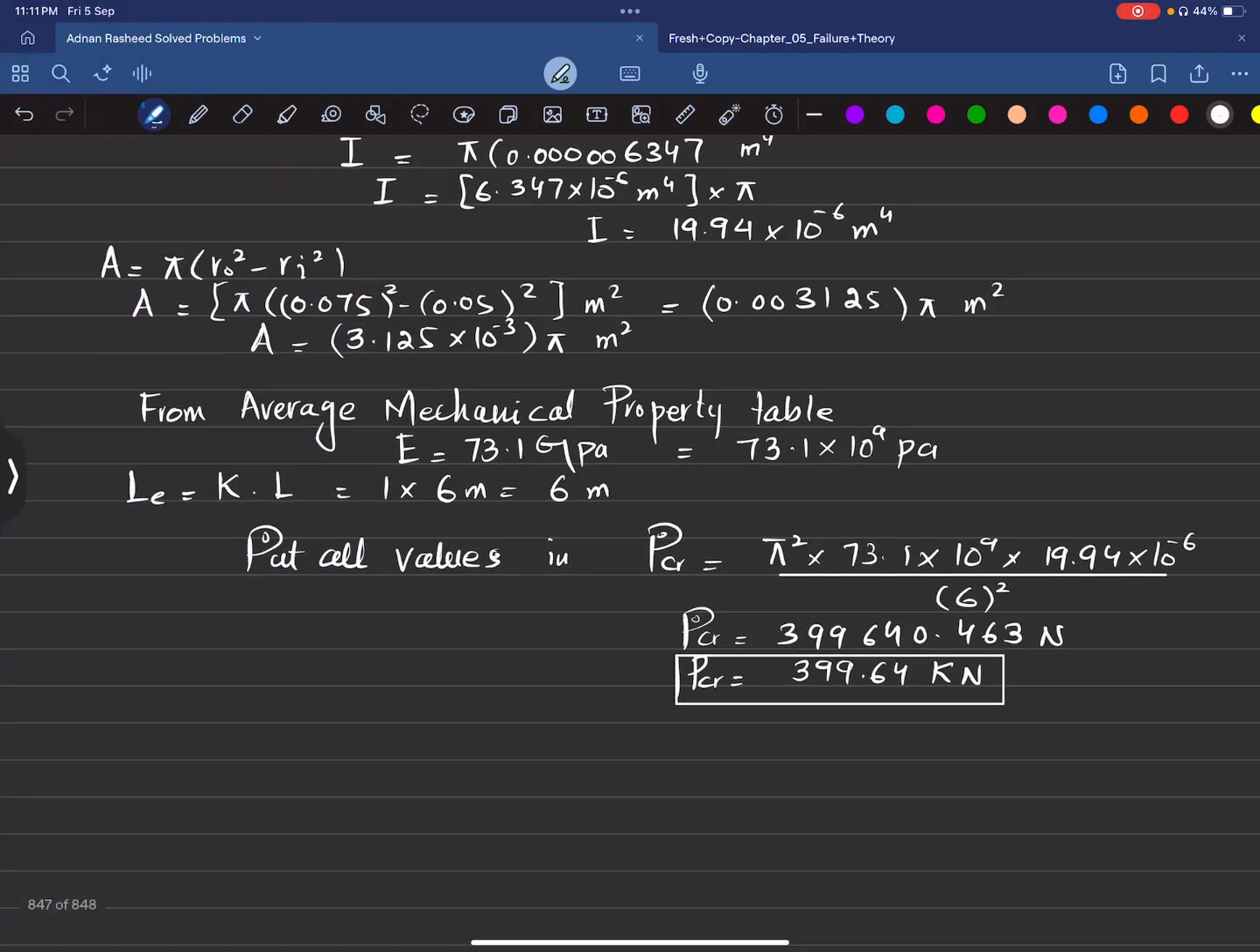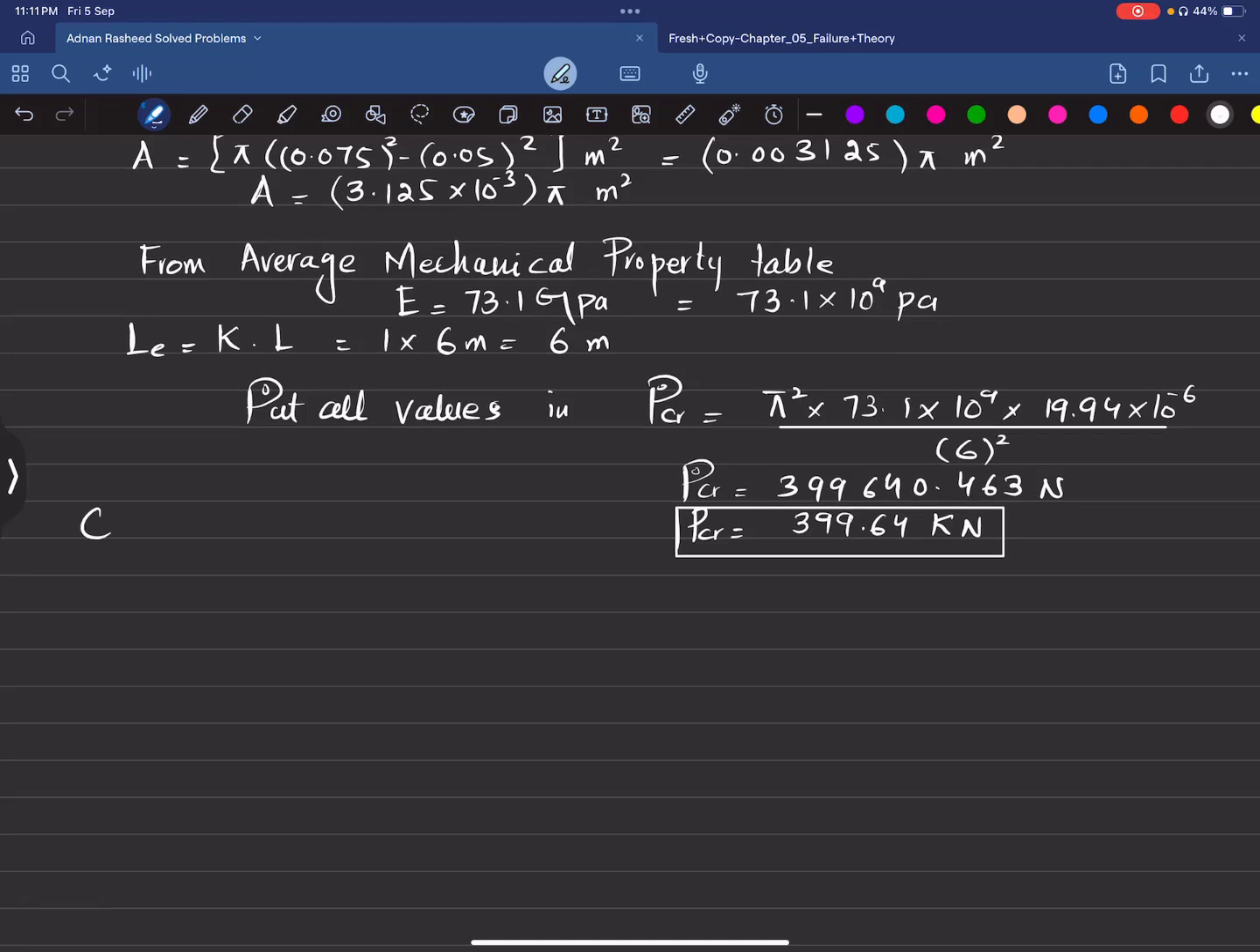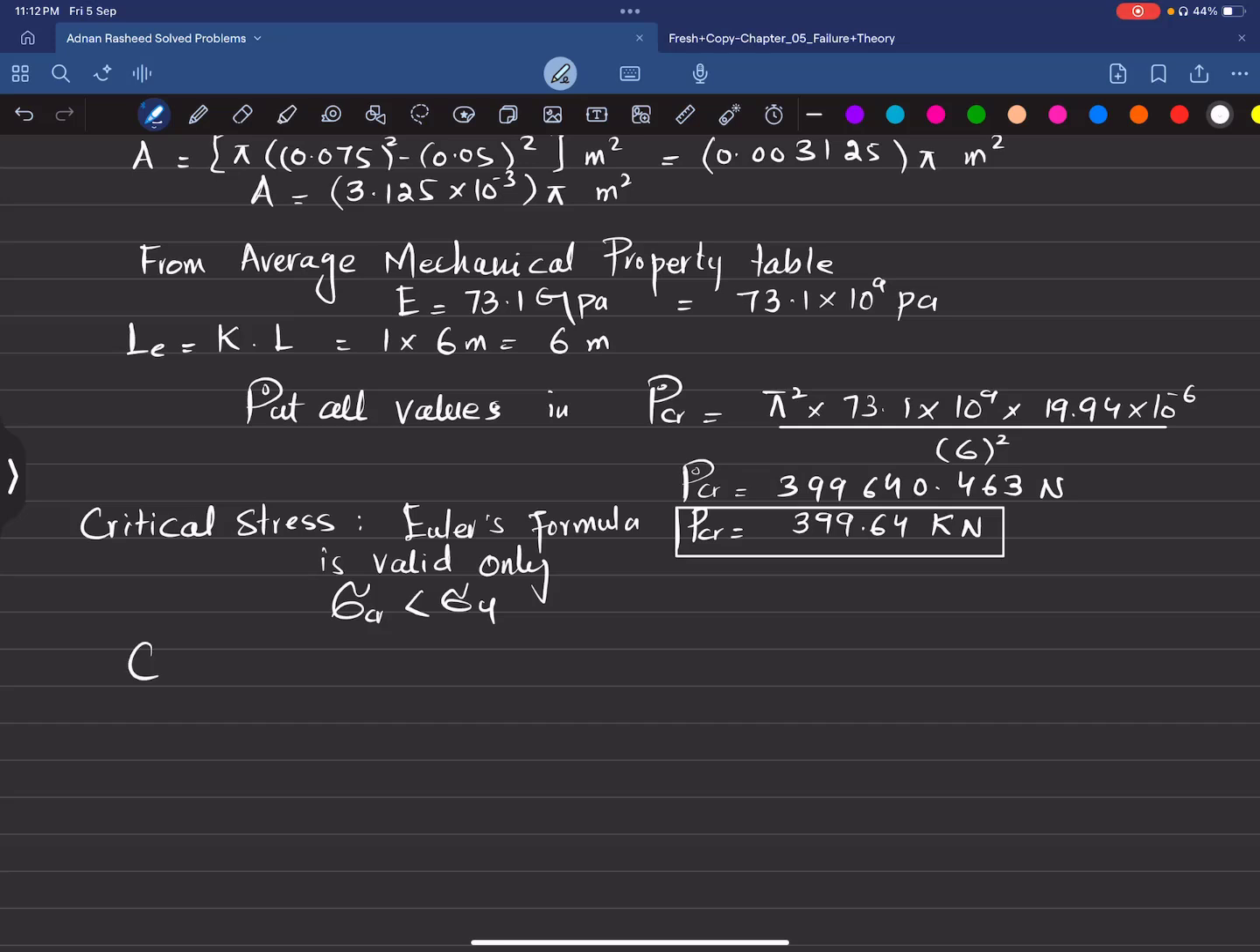Now what we will do is that we will check critical stresses, that is, how much stress will be generated. So critical stress, we can say that Euler's formula is valid only when your critical stress is less than yield stress. So let's calculate critical stress. We know that critical stress is equal to critical load divided by the area. So critical load is 399.65 and the area is this one, which we have already calculated.